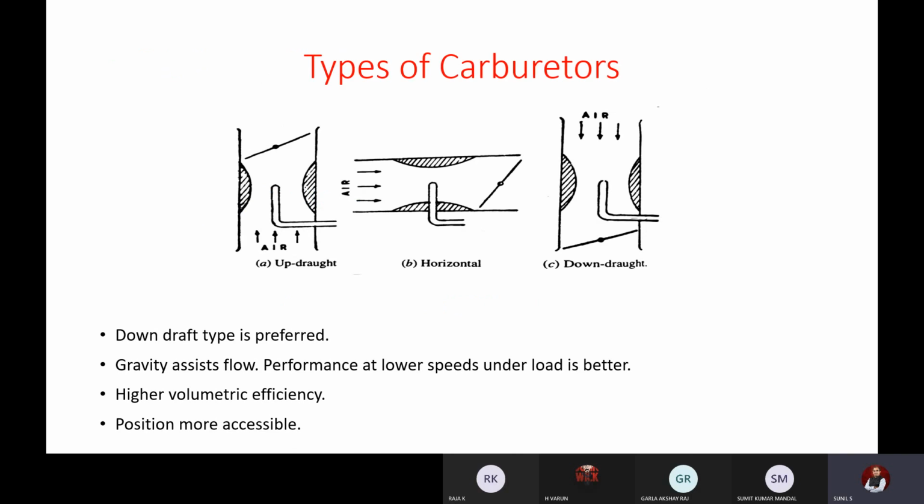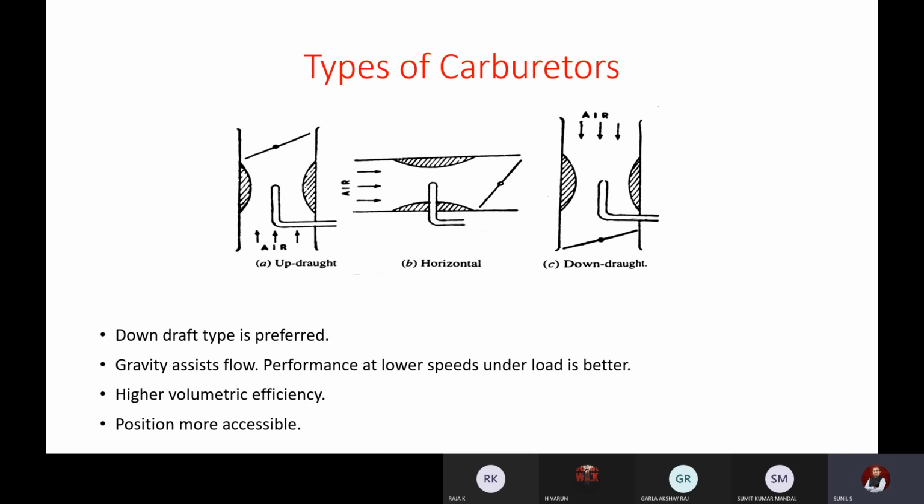Before going to the advancements, there are three different types of carburetor. One is updraught, horizontal, and downdraught carburetor. Updraught means the air will be flowing in the upward direction. Fuel will be sprayed like a fountain. So the air-fuel mixture gets mixed and it flows through the throttle. So it has to work against gravity. That is one of the main issues here.